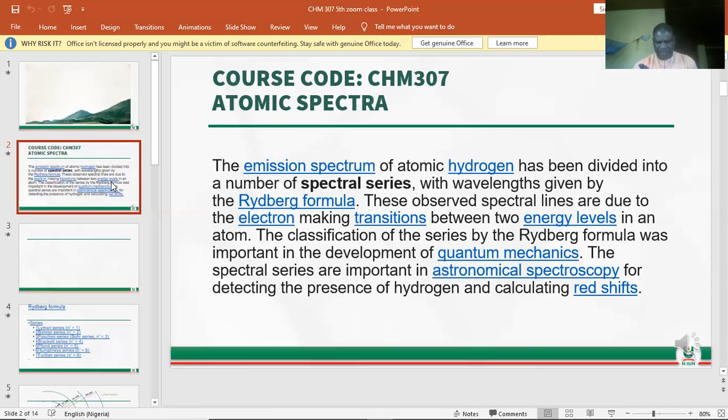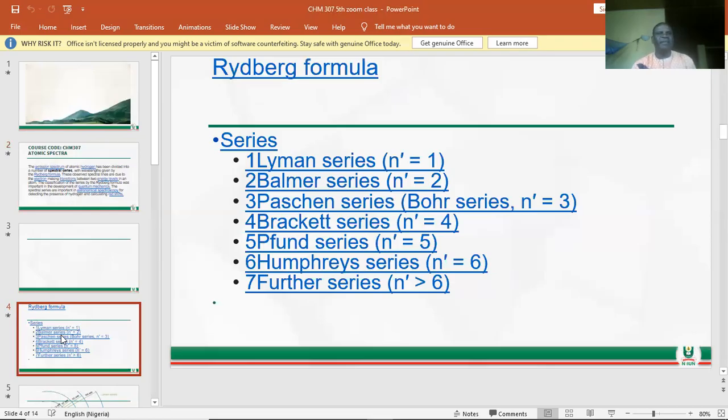Now, the atomic spectrum is when light generated from the element by heating, or from a gas as a result of the passage of electricity, is passed through the spectroscope, it produces a spectrum which is known as the emission spectrum. And these emission spectra are usually peculiar or characteristic of a particular element.